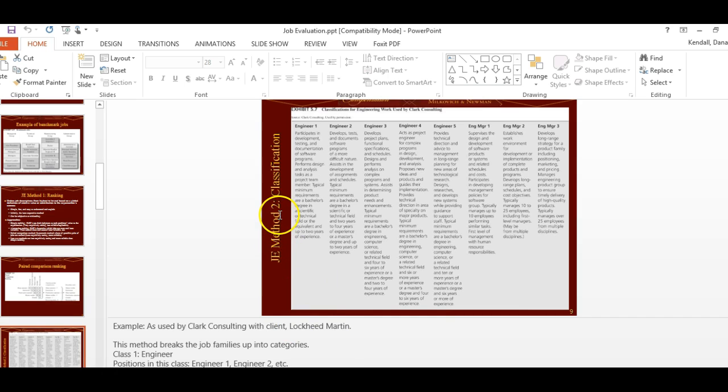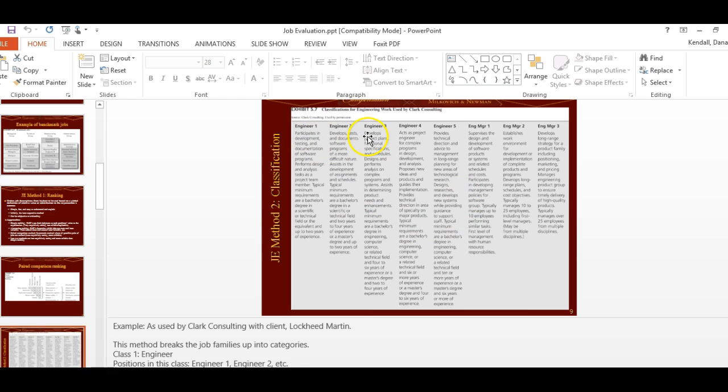evaluation method number 2. So we have the ranking methods, and now we have the classification methods. And this one's fairly straightforward. This is an example that the authors of the book used with Clark Consulting, and they were consulting with Lockheed Martin again. And basically what we do is we break up the job families into categories.